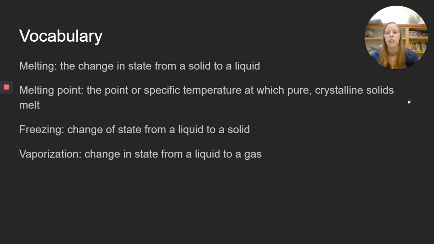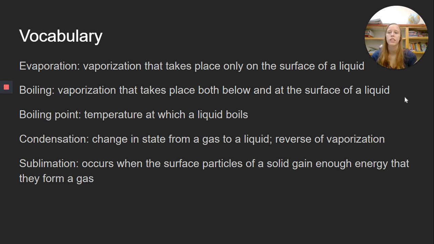Okay? So let's look at our vocabulary from this lesson. So melting was the change in state from a solid to a liquid. Melting point is the point or specific temperature at which pure crystalline solids melt. Freezing is the change of state from a liquid to a solid. Vaporization is the change in states from a liquid to a gas. Evaporation, vaporization that takes place only on the surface of a liquid. Boiling is vaporization that takes place both below and at the surface of a liquid.